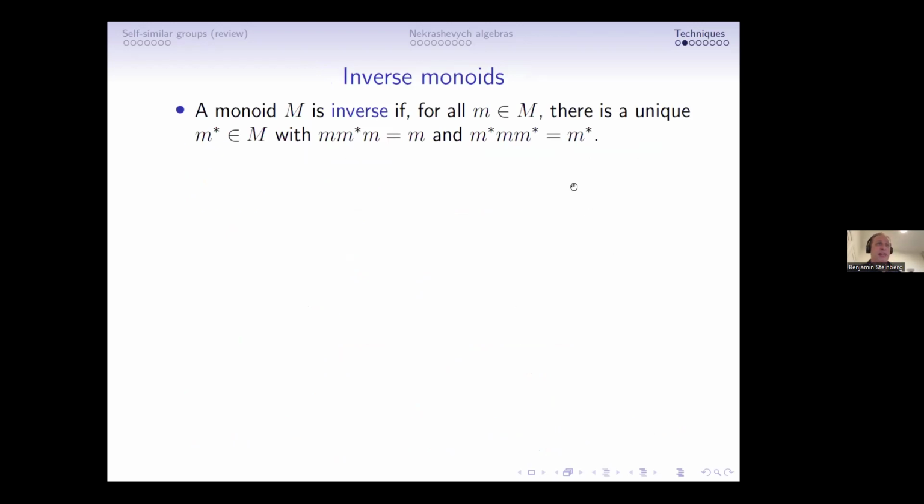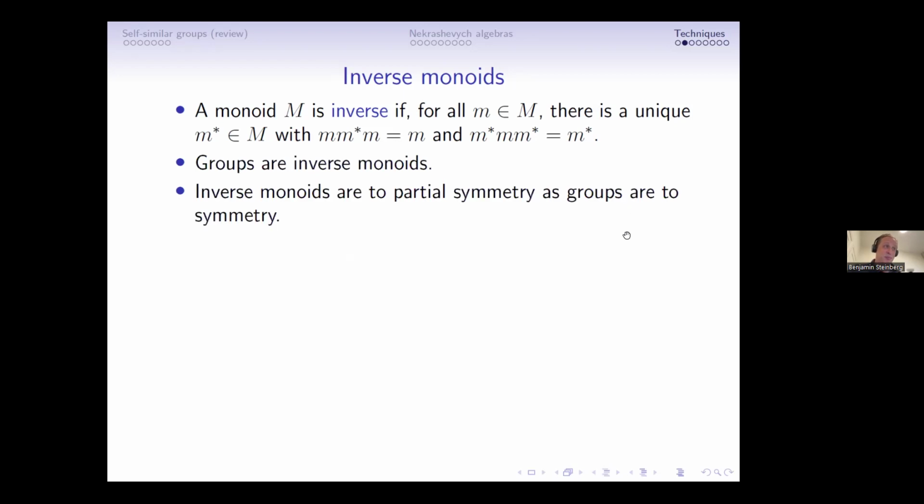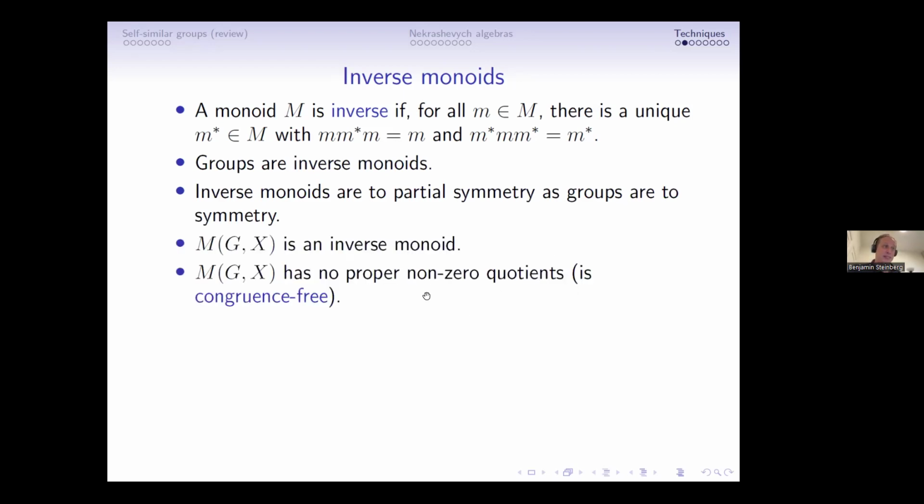And it's an example of an inverse monoid. So an inverse monoid is a monoid such that for every M, there's a unique M star with these two properties. So groups are inverse monoids, and inverse monoids are partial symmetry as groups are symmetry. So this monoid is an inverse monoid.